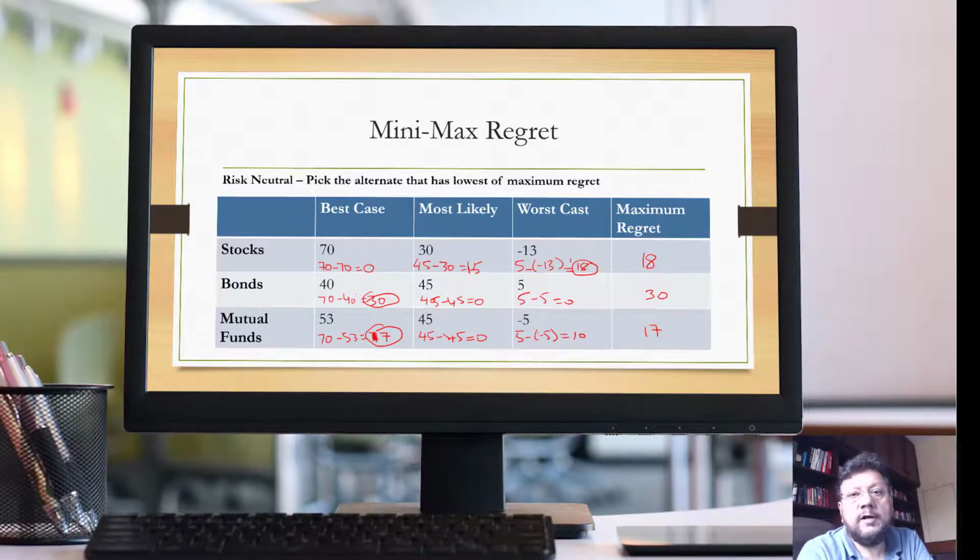And since we are trying to get the minimum of this maximum regret, so then clearly the lowest value out of these three is 17. And hence we would go and pick mutual funds.